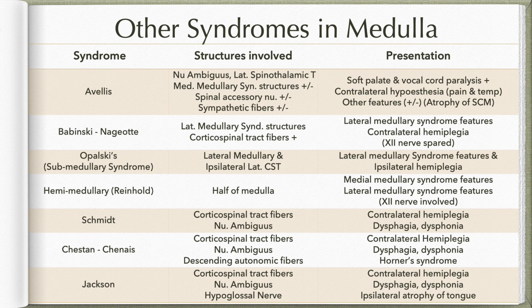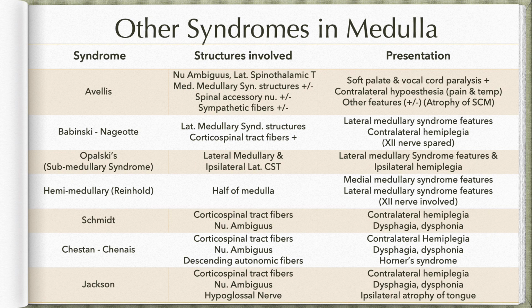There is a condition called Reinhold syndrome, otherwise known as hemimedullary syndrome. Now this is equivalent to our Brown-Séquard syndrome of the spinal cord. Half the medulla is involved here. Now that is because of the involvement of the vertebral artery. In this case, the patient will be presenting with symptoms of both medial medullary syndrome as well as lateral medullary syndrome. Now the way to differentiate this from Babinski-Nageotte is, in case of Babinski-Nageotte syndrome, the 12th cranial nerve will be spared. But here even the 12th cranial nerve will be involved.